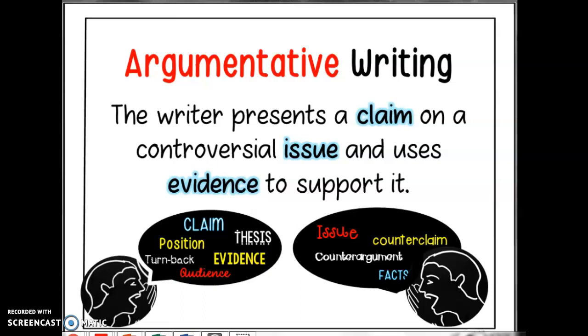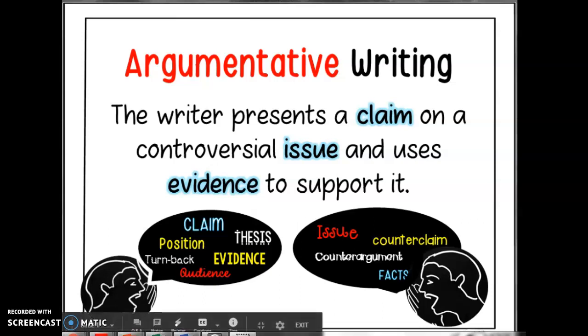You need to provide evidence for your claim, and you also need to think about your audience when you're making your claim. Your issue is related to your counterclaim, your counter-arguments, and you always want to make sure that you provide facts when you talk about your issue.